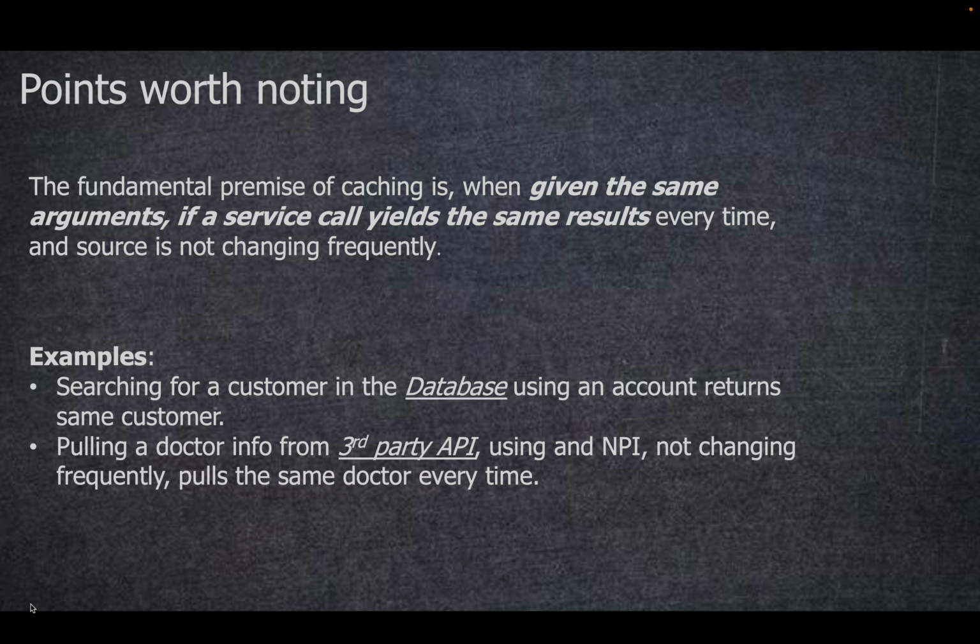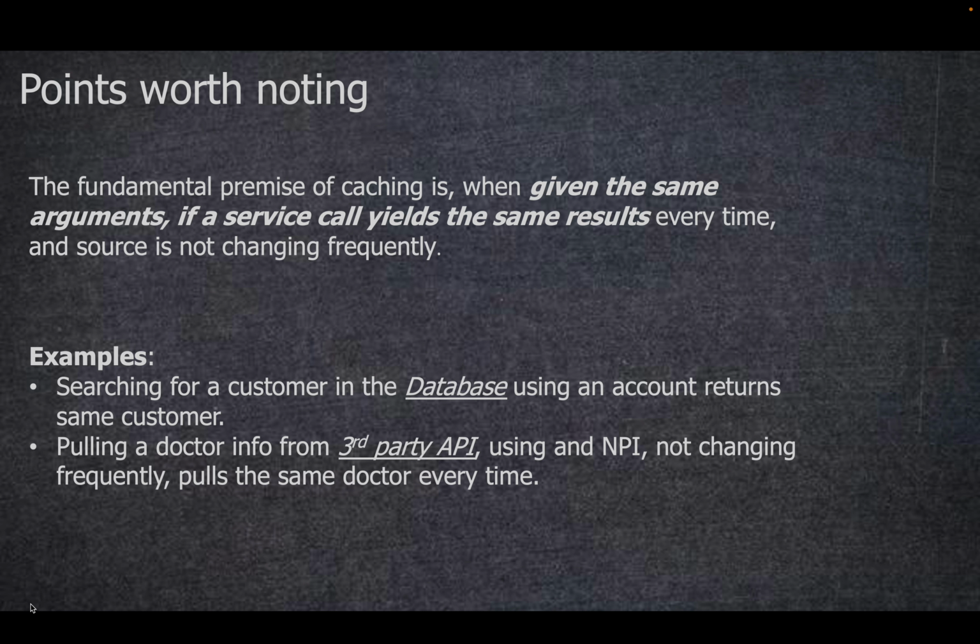So you don't cache in those cases. So that's point number 1. And a few examples of such situations, or the use cases where you would do it: for example, in our case, searching for a customer in the database using a unique key like account ID or SSN. If it is returning the same customer, and the customer is not fundamentally changing properties very frequently, then it's a good candidate to cache.